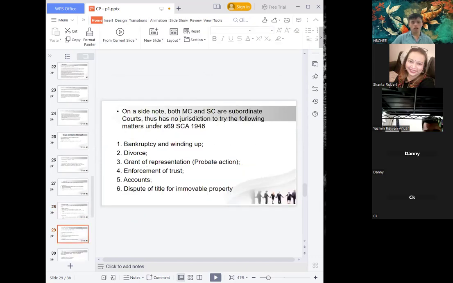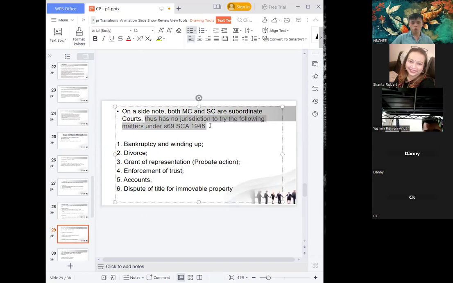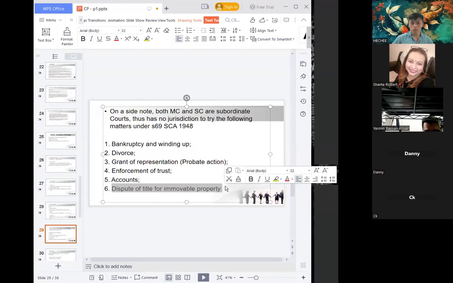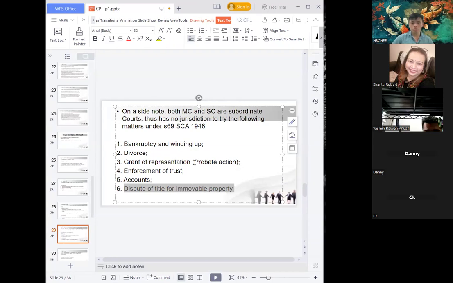On a side note, they have no jurisdiction over certain matters. The first thing is bankruptcy and winding up, then divorce, then grant of representation, which means the probate action. The fourth thing is enforcement of trust, accounts, and dispute of title for immovable property. So when it comes to any one of these matters, it should be filed in the High Court.